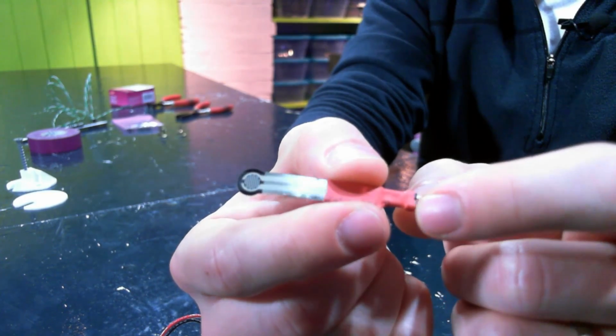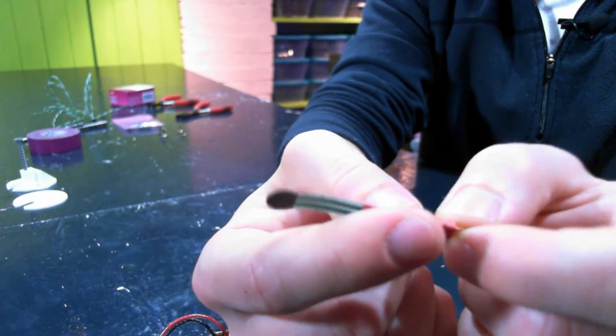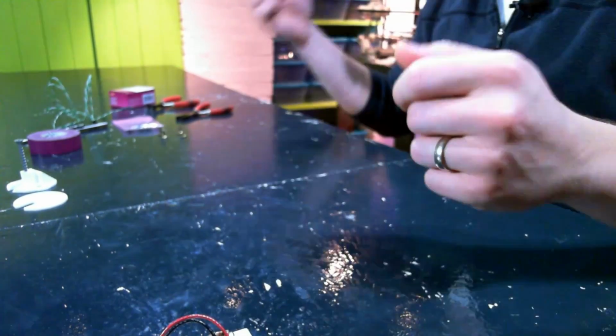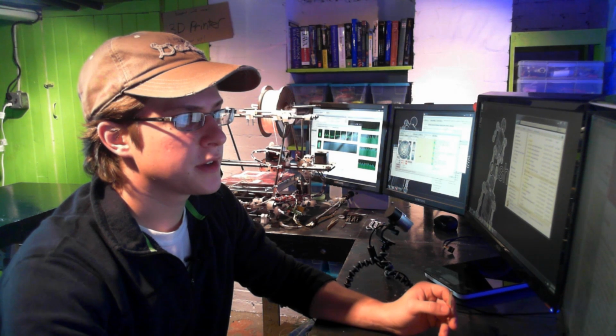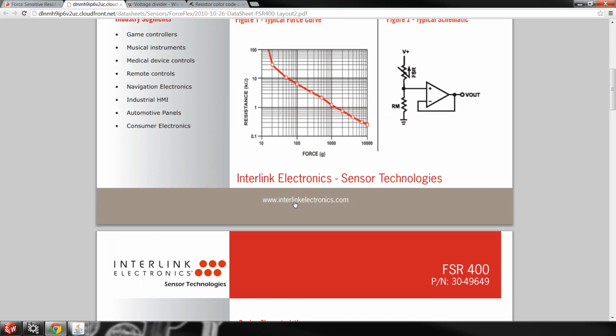So I decided, after much thought, to go with something a little more sophisticated. This is a force sensor. But let me give you a little bit more detail on this sensor. It's a force-sensitive resistor. It was less than $6 on SparkFun. If we pull up the data sheet, we see that as force is applied to the resistor, it decreases resistance.